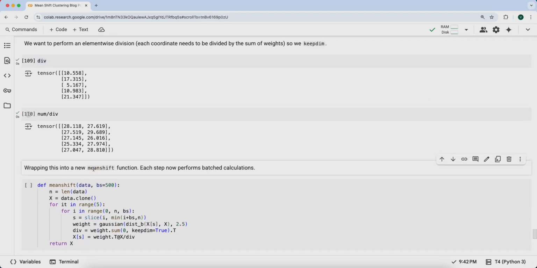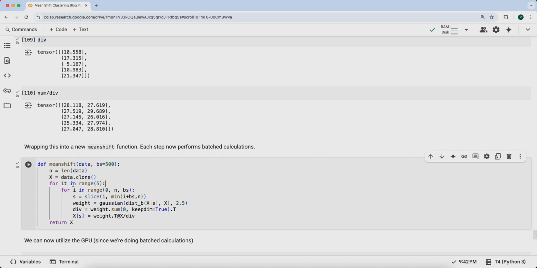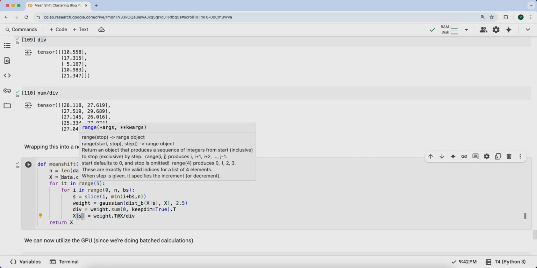So we're going to need a new mean shift function where I'm going to now iterate the number of steps, which is 5, and instead of iterating through every single point in big X, I'm now going to iterate through the batches. And I'm going to take a slice with the starting and end point of the batch. I'm going to pluck that out from my big X, so that's going to be my little x batch, calculate the batch distance, calculate the Gaussian, calculate the denominator, and then calculate the weighted sum, or sorry, the average. And just a reminder that we are replacing values in place. So that's why we're cloning our data.